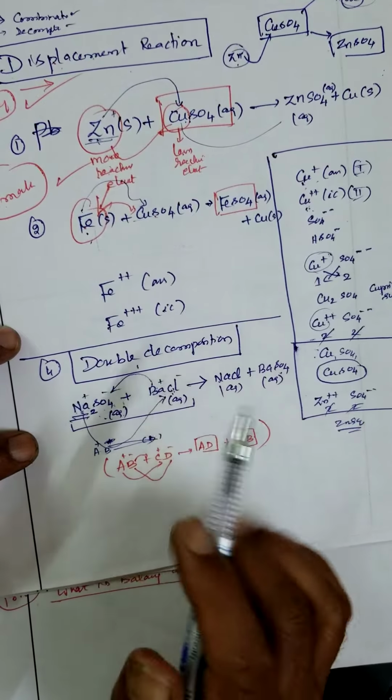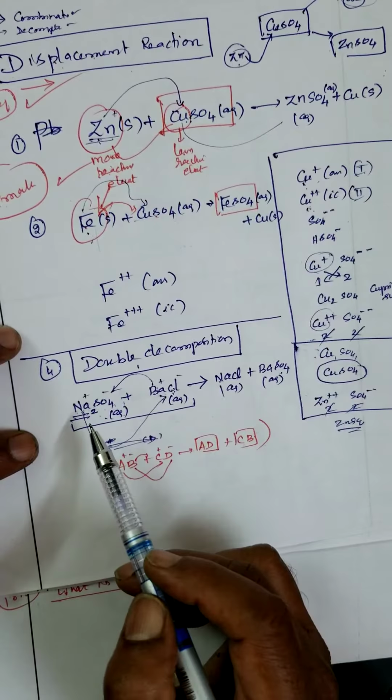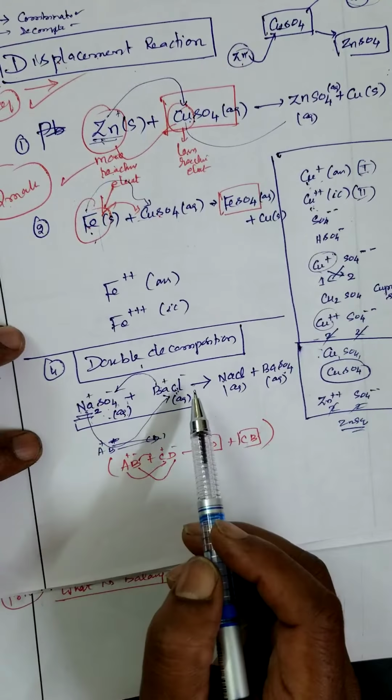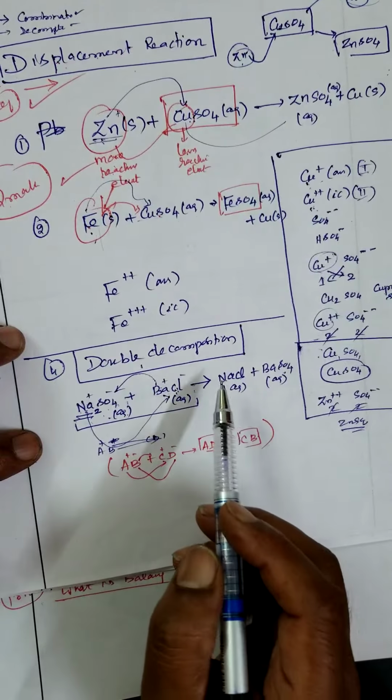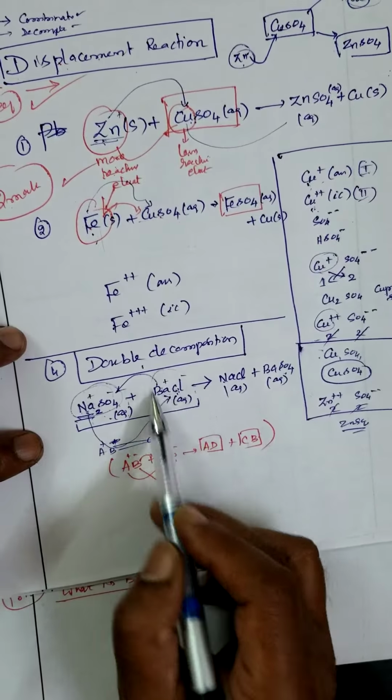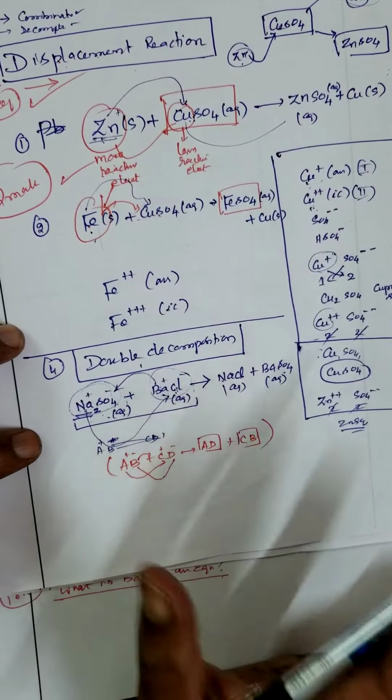I'll tell again. What is double decomposition? Double decomposition is the reaction in which there is an exchange of ions between the reactants, or exchange of ions between the 2 compounds. This is one compound, this is another compound. It is called double decomposition.